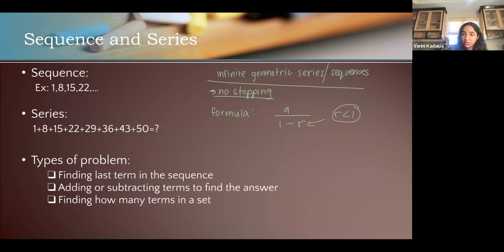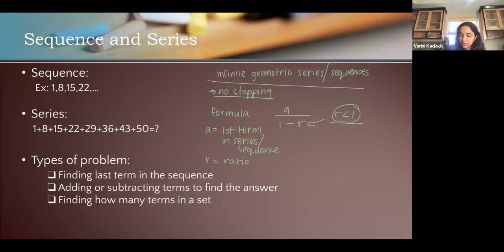Can you explain the formula? Oh yeah, I can explain. a is going to be the first term in the series or sequence. And then r is just again going to be the ratio. But r has to be less than 1. If r is greater than 1, then you can't have an infinite geometric series.